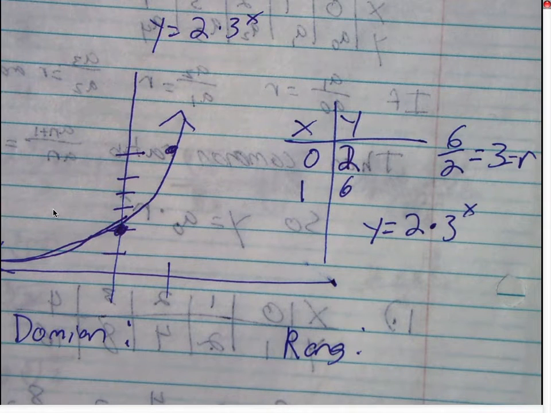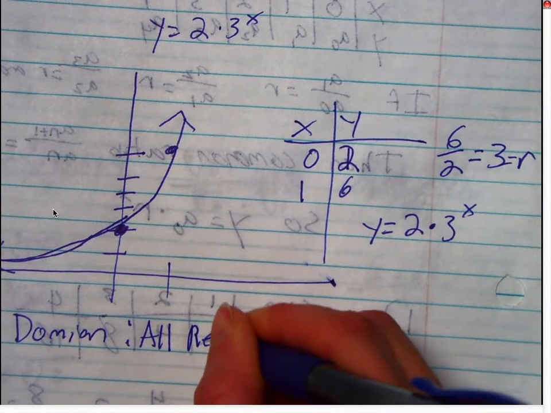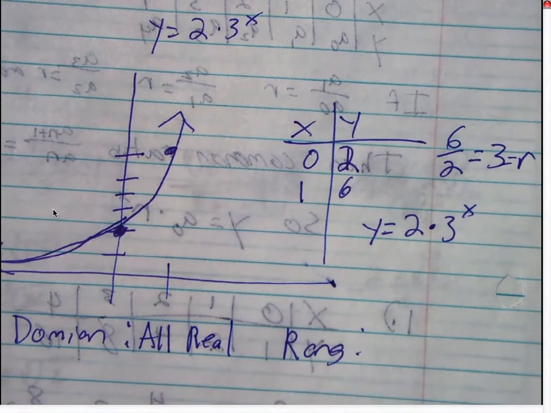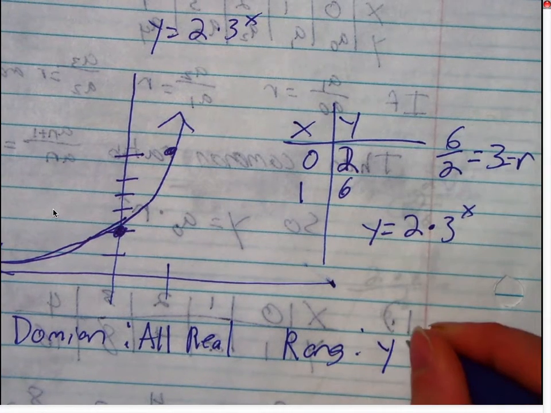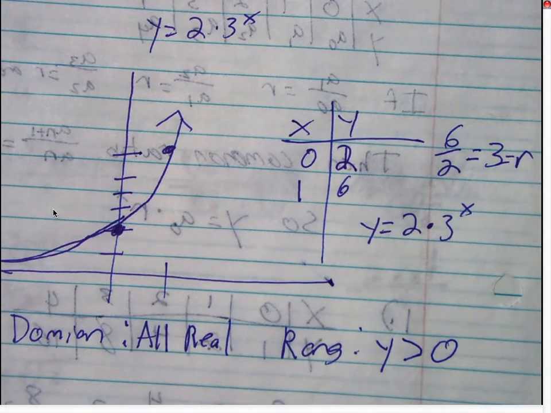Okay, what is the domain? What could the x's possibly be? Is there any limit on the x's? No, they're all real. What about the range? What about the y values? Y has to be greater than 0. It will never reach 0.